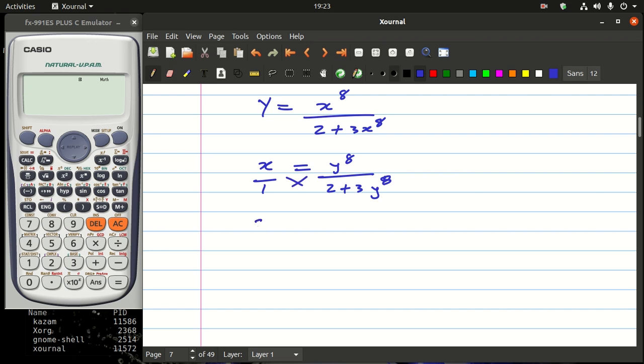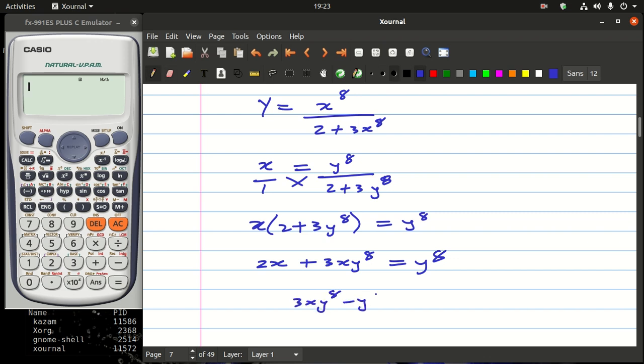We cross multiply and we're going to have x times 2 plus 3y to the power 8 must be equal to y to the power 8. Expanding this, I will have 2x plus 3xy to the power 8 is equal to y to the power 8. I'm going to take everything to the left hand side that has a y in it. So here we'll have 3xy to the power 8 minus y to the power 8. Change the sign of this because it's jumping the equal sign. So I have minus 2x.